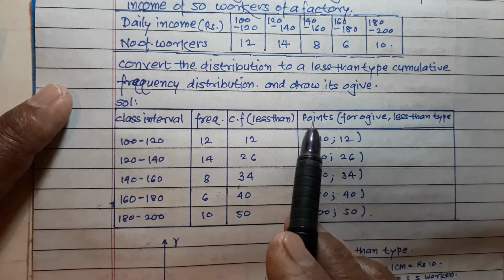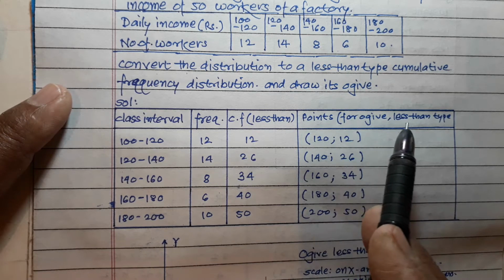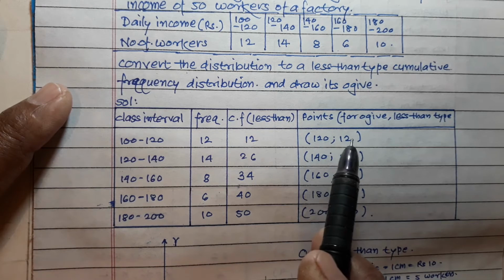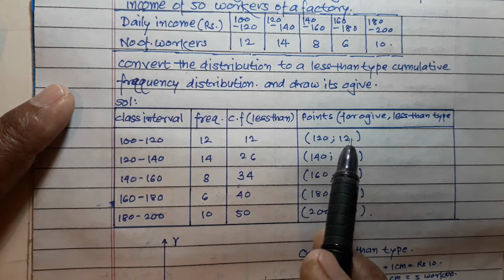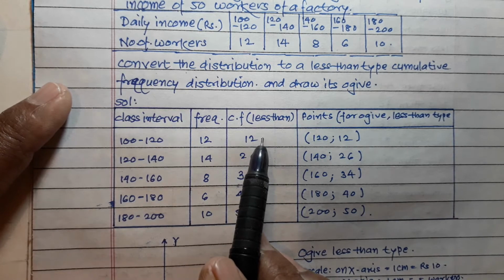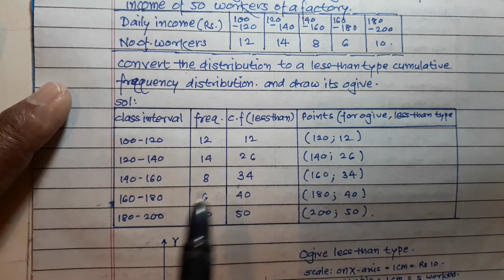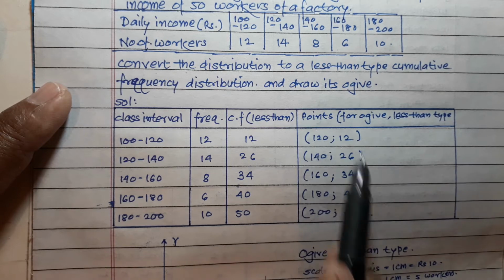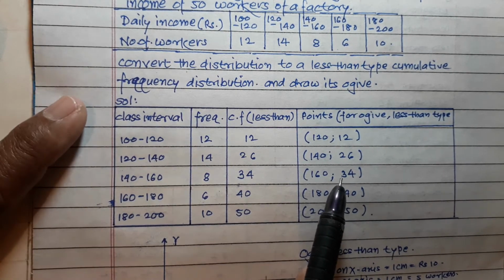Then you find the points for the ogive, less than type. This is the upper limit and this is the corresponding cumulative frequency. So 120 has cumulative frequency 12, 140 has 26, 160 has 34, 180 has 40, 200 has 50. So these are your points. Plot these points on graph paper with a suitable scale.